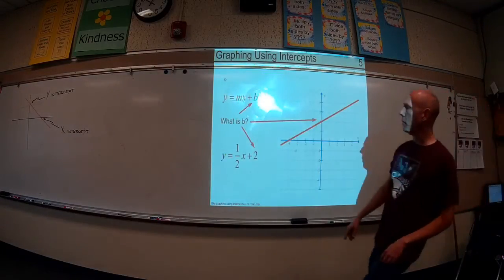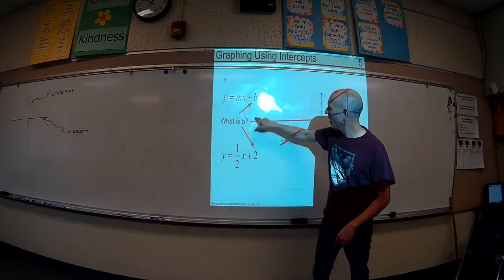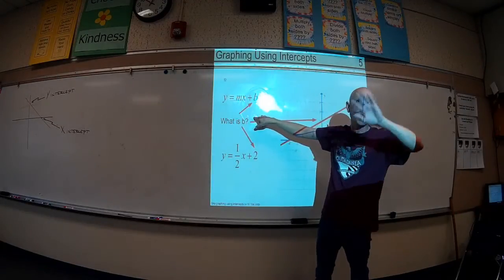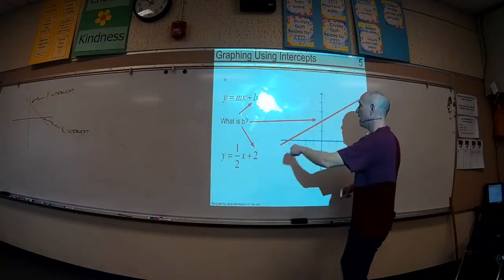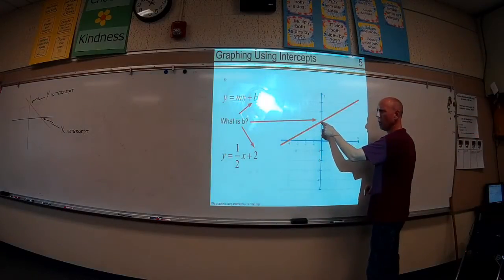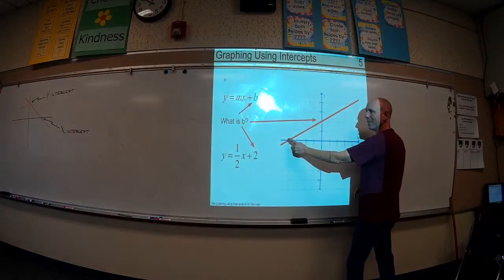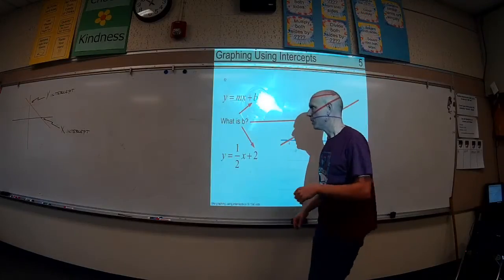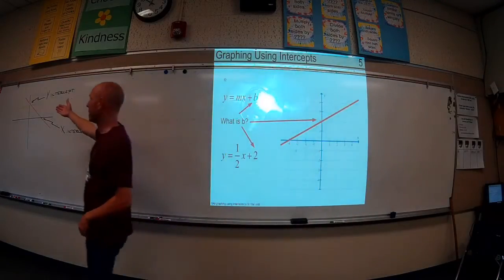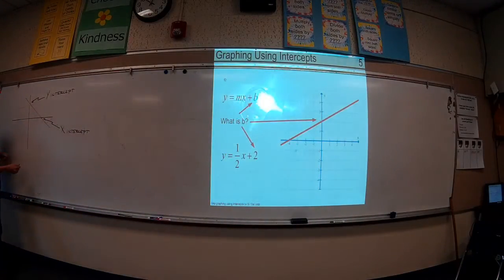So we already know that in this, what is the b? Tell me about the b. It's the y-intercept, and it's right here. Well, if this is the y-intercept, what is this? It's the x-intercept. So let's get that into our notes. Can you draw me this coordinate system and point out the y-intercept and point out the x-intercept?